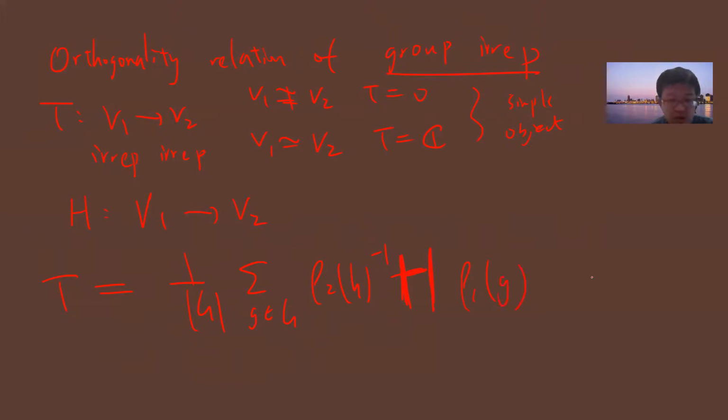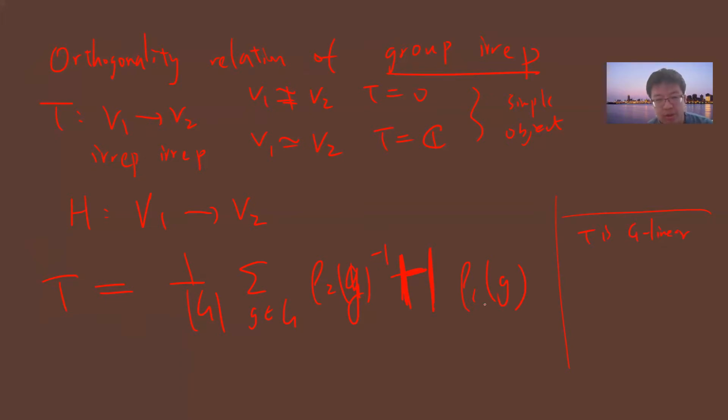Rho 1 of G, this is G. Okay, so this is rho 2. So right, you have rho 1 and rho 2 because they are two irreps. So T is the sum over G of 1 over |G| times rho 2 of G inverse H rho 1 of G. Your exercise is to easily check that this T is G-linear.